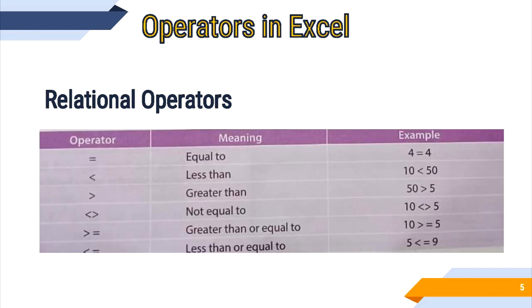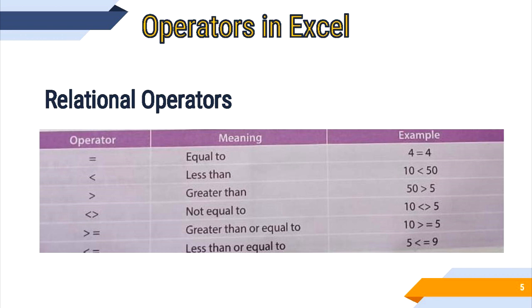Next operator is relational operator. So in relational operator, we compare two values. They give the result in true or false. When you use relational operators, either the left hand side should be true or right hand side should be true. So any one condition should satisfy. So whenever you use relational operator, then it has to give you the result either in true or false.